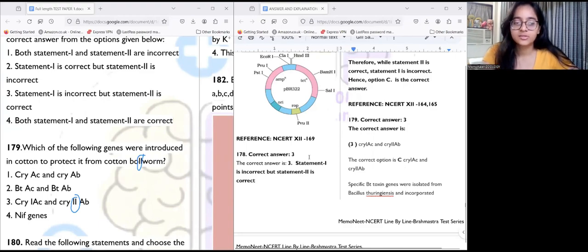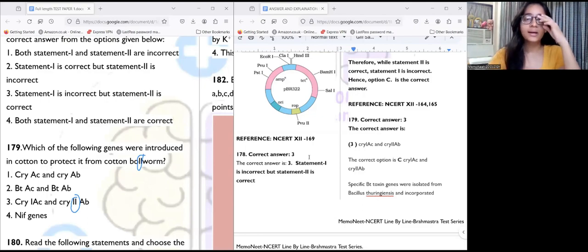Right. Perfect. So you solve this question in less than half a second, because all you need to know is that to protect it from cotton bollworm, we need genes, that is Cry 2AB. Okay.